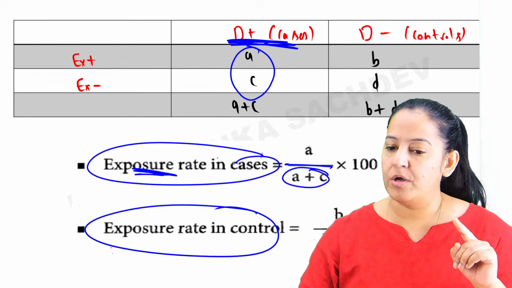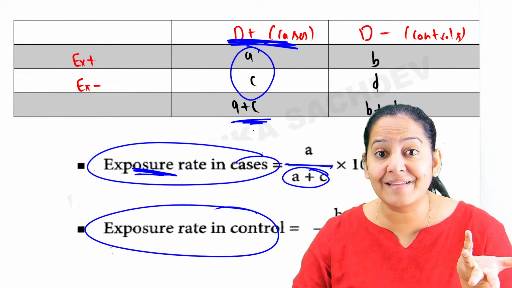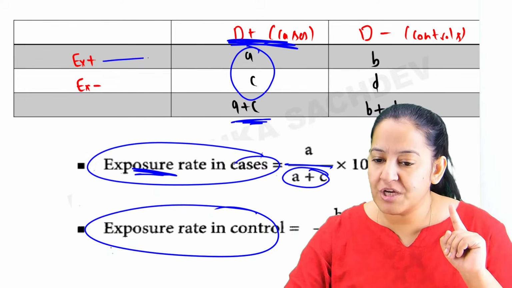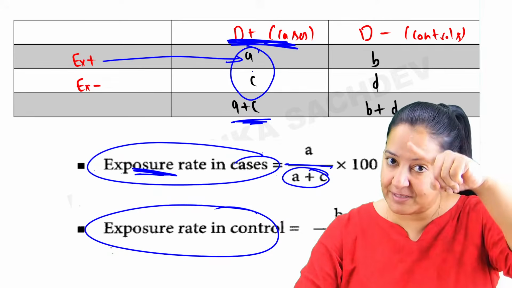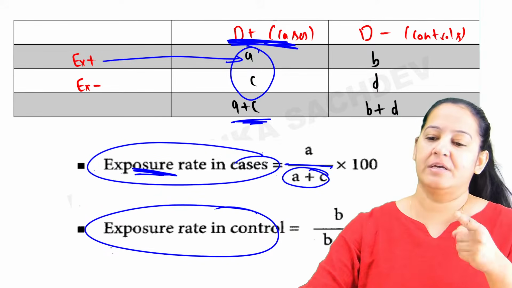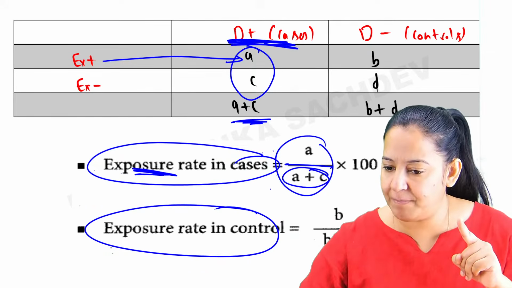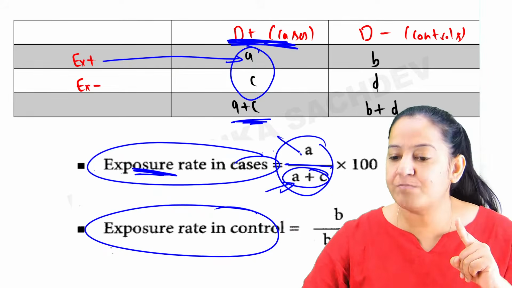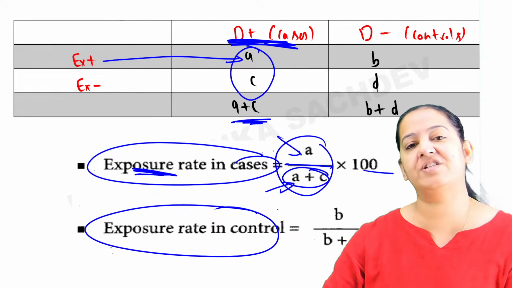How many smoke? A plus C are the persons who have the disease in total. Of them, how many smoke? So exposure is present only in A. Out of A plus C, the total persons who have the disease, exposure is present in A. So that is the exposure rate: A upon A plus C. These are the total patients of lung cancer. A smoke, C do not smoke. Into 100. So that is the exposure rate among cases.